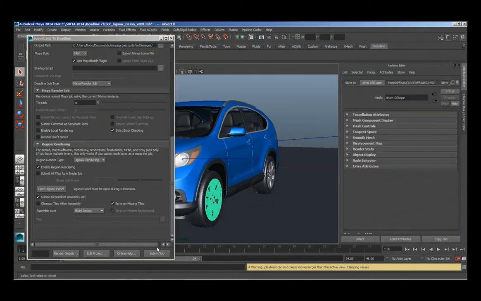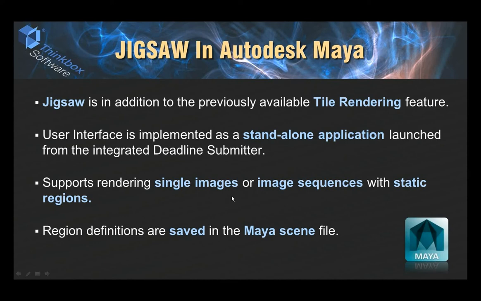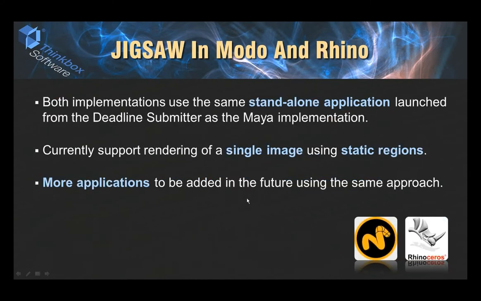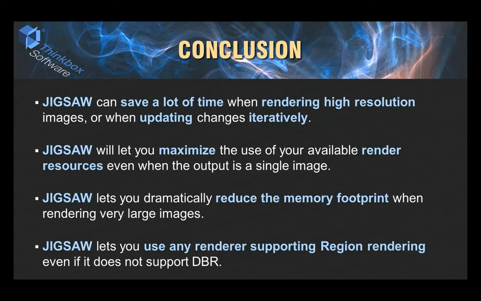And then once you're done, you say save, you hit submit, and you get your jobs running and subdividing the image, and then a draft job assembles the whole thing. I won't really do any of that now because we don't really have the time, but we want to take a quick look at the Modo and Rhino implementation. I won't go into those applications, I'll just talk a little bit about them.